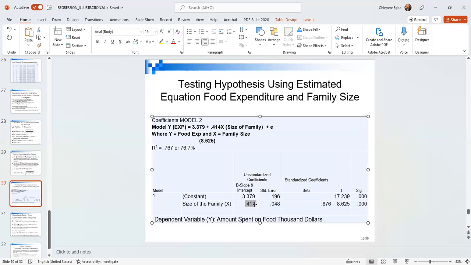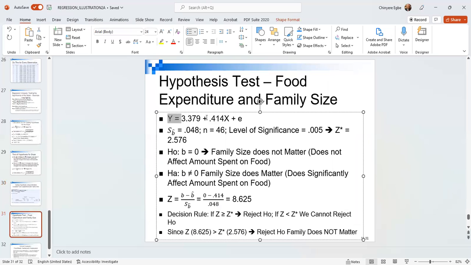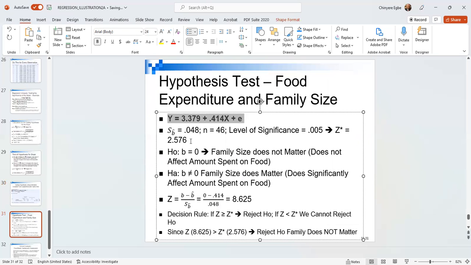And so the Z value for this test is 17 for the constant and 8 for the slope. And so we ask ourselves, is there a relationship? So this is the model equation. You can see that? Yeah, I can see that.